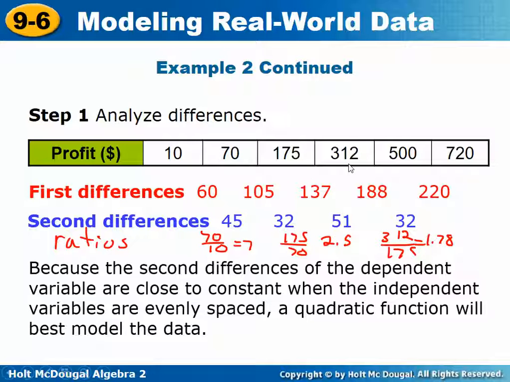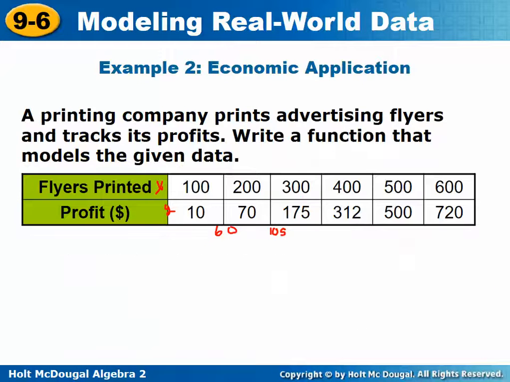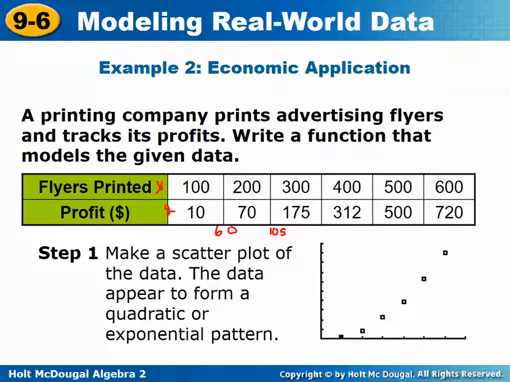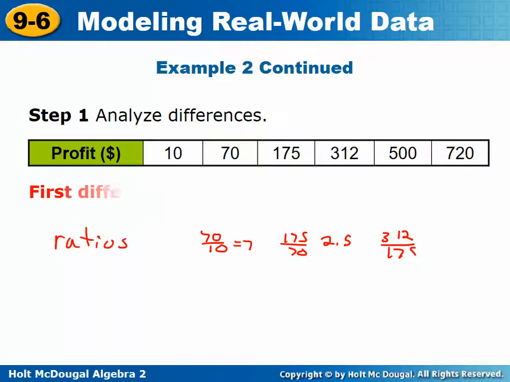So this is true for most real-world data, you're not going to get an exact fit. This is not going to be 100% quadratic or exponential or linear or square root. However, the second differences, 45, 32, 51, 30, they're pretty close together. They're not exact, but let's look back at our graph. I know that doesn't tell you much. It looks kind of quadratic, but we can't tell for sure.